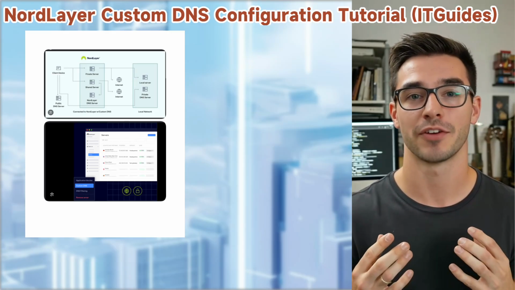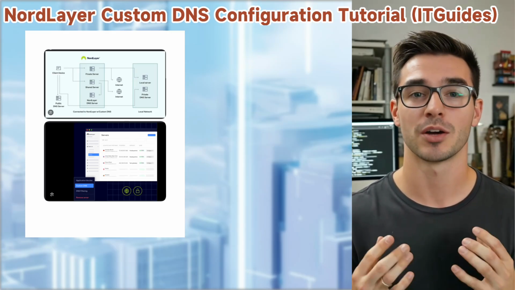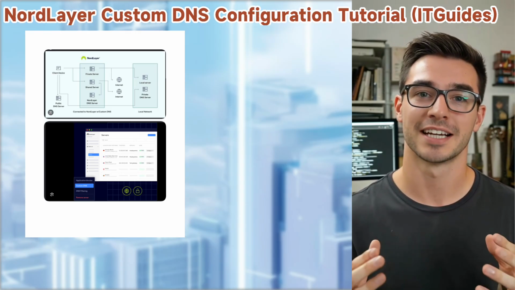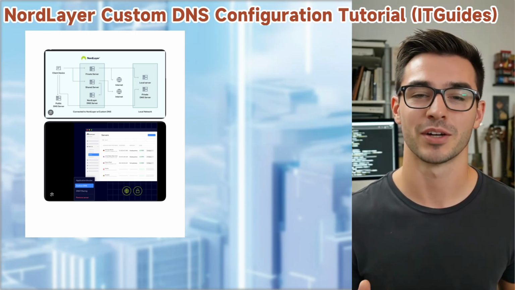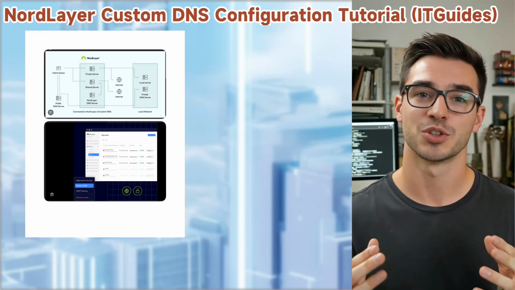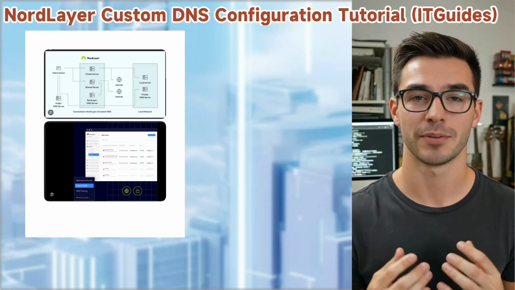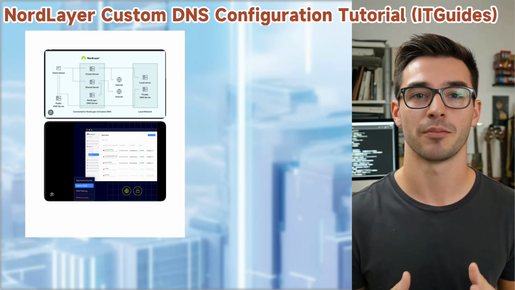Pre-configure a DNS suffix for hostname resolution on Windows. 1. Open Network and Internet Settings, Advanced Network Settings, More Network Adapter Options. 2. Select the NordLynx adapter properties. 3. Open Internet Protocol version 4 (TCP/IPv4) properties.